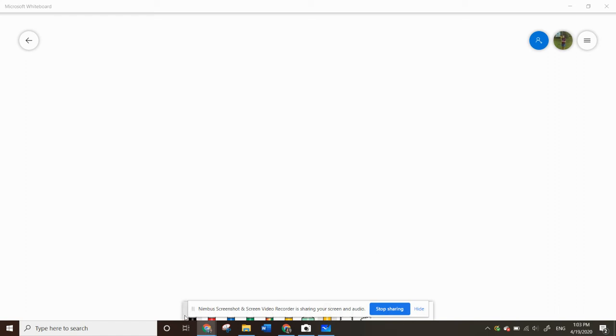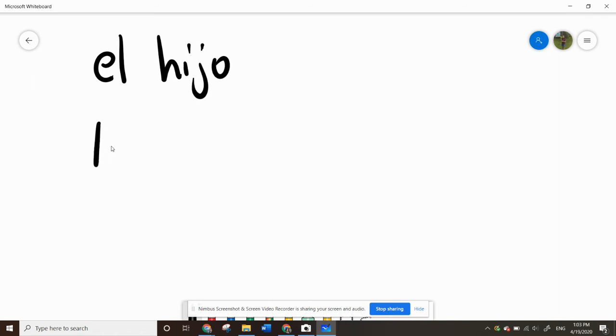So there's something that shows up a lot on this set of vocab that can be confusing that I want to explain. So for example, let's talk about the words for son, which is el hijo, and the word for daughter, which is la hija. All right, so right now these both mean the son and the daughter.